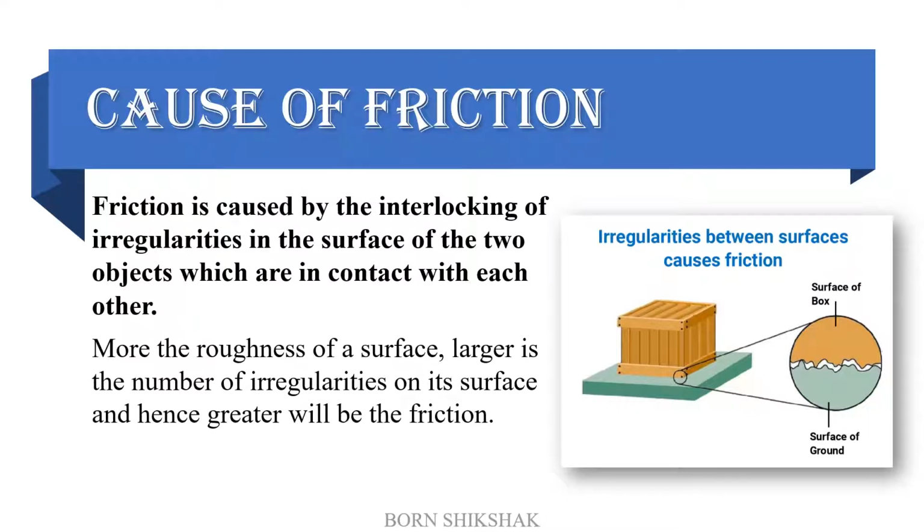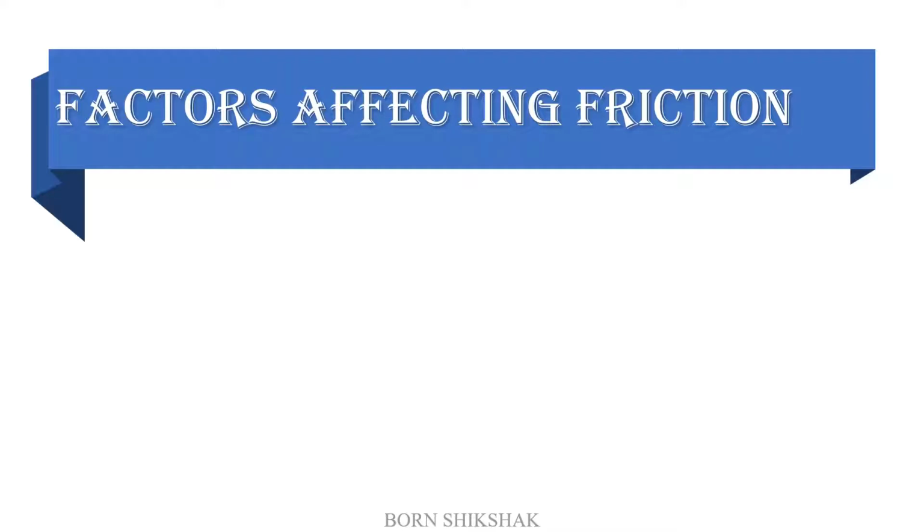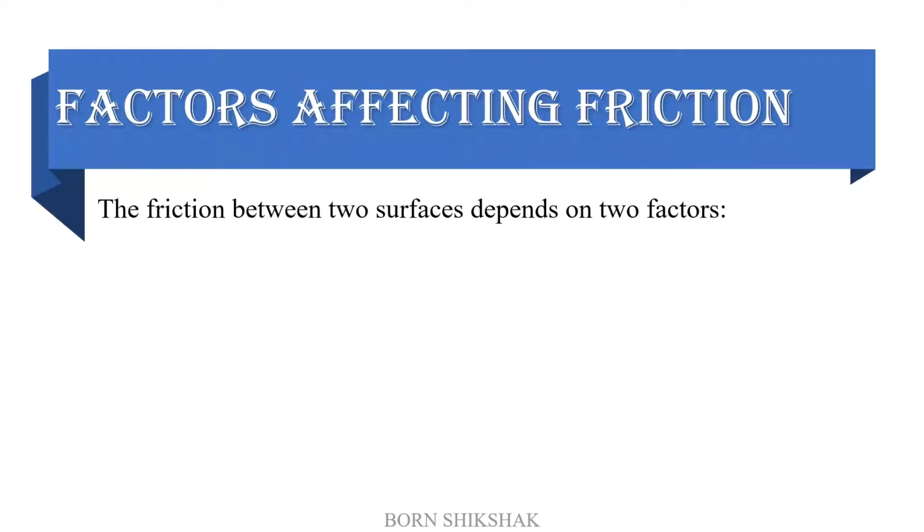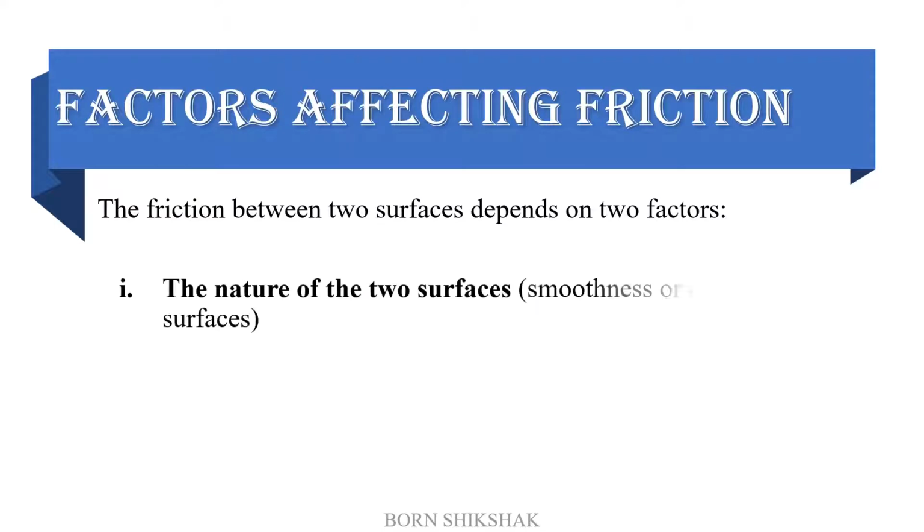More the roughness of a surface, larger is the number of irregularities on its surface, and hence greater will be the friction. Now we will be discussing factors affecting friction. The friction between two surfaces depends on two factors. The nature of the two surfaces, smoothness or roughness of the two surfaces. Friction depends on the smoothness or roughness of the two surfaces which are in contact with each other.